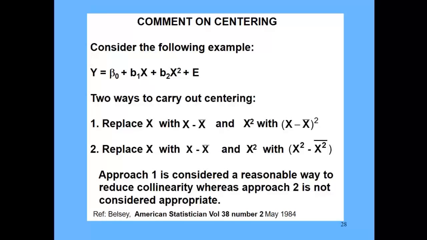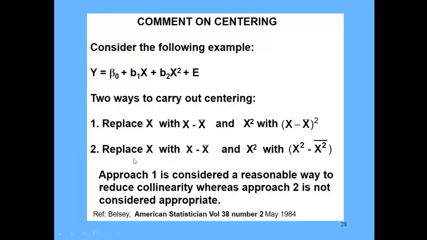So if you ran this model, you might get some condition indices that are very high, but there's an alternative way to deal with this. One way is to replace x with x minus x bar and x squared with x minus x bar squared, and then run that model and see if you have a collinearity problem. Often when you do that, you might find the collinearity disappears, or at least the condition index gets smaller. That doesn't necessarily mean you don't have a collinearity problem. That's what this article said. So approach 1 is often considered reasonable, but approach 2 is not considered appropriate.